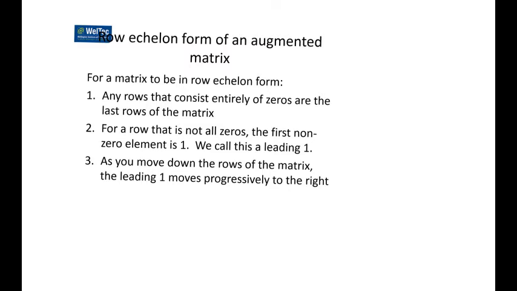And here are the requirements that we're looking for. Any rows that consist of all zeros need to be the bottom rows of our matrix. For a row that's not all zeros, we need the first non-zero element to be 1. And as you move down the rows, the 1 needs to move progressively to the right, kind of like we're looking for the identity matrix.